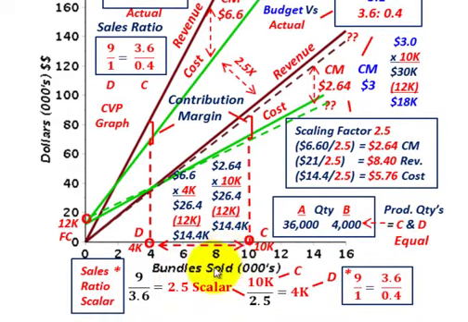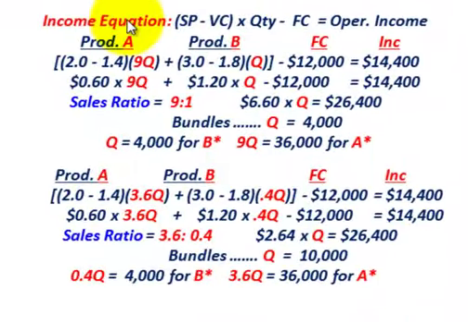Now let's go down and prove out these numbers going through our income equation. I've got the income equation laid out here. It's selling price minus variable cost times our quantity, and we do that for both our product A and product B. Subtract out our fixed cost, and that's going to equal our operating income. Not going through all the numbers, what we want to do is plug in our sales ratio of 9-to-1. Product A is 9Q, product B is going to be 1Q. That gives a total quantity of 10 for our sales ratio of 9-to-1.